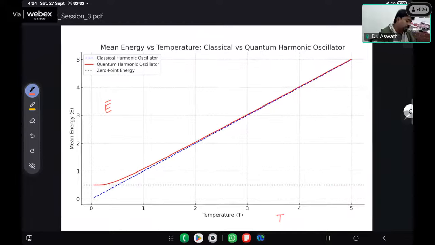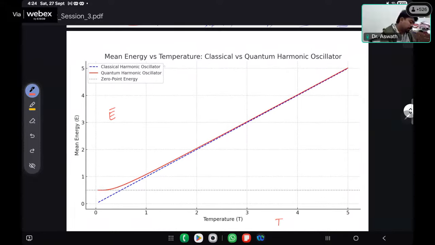As you can see, the dotted line is the classical harmonic oscillator. The red line is the quantum harmonic oscillator. As temperature increases, you see both are the same. When temperature is low, both are different. You see, there is a difference. The quantum harmonic oscillator starts from, and that is very important, zero point energy. There is nothing lower than zero point energy in a quantum system. By default, it exists at that level.